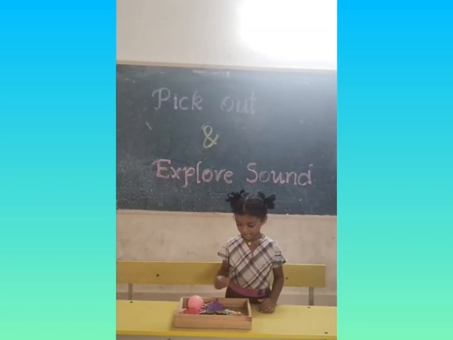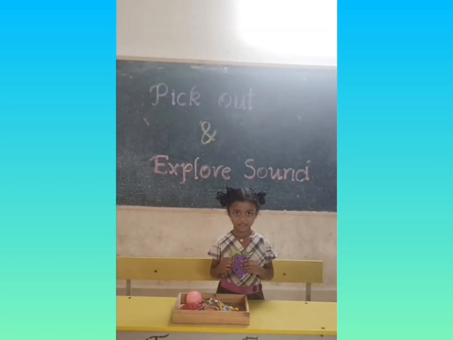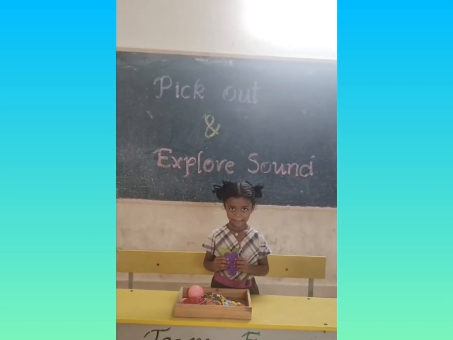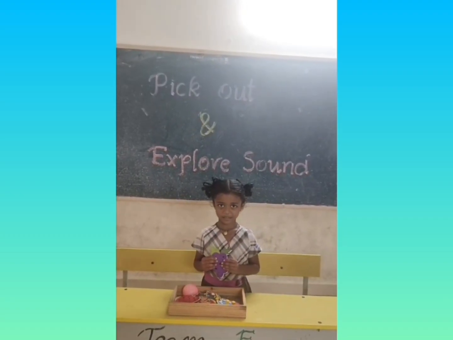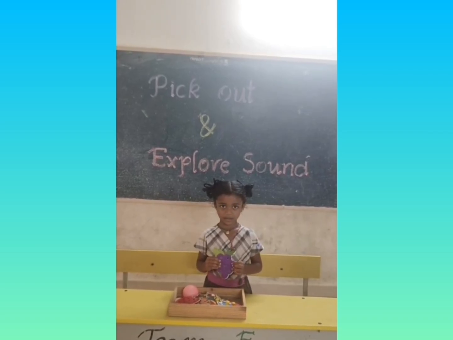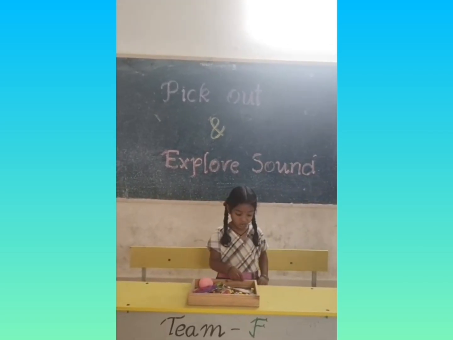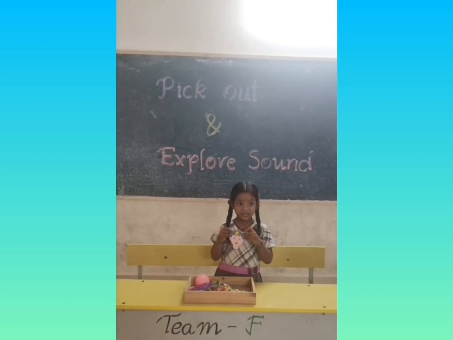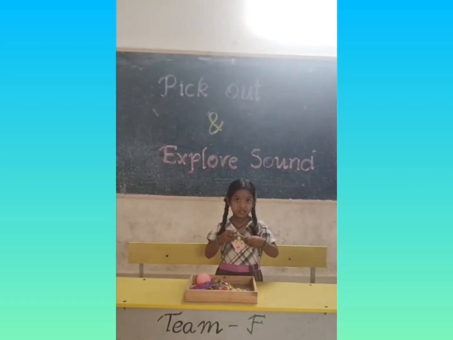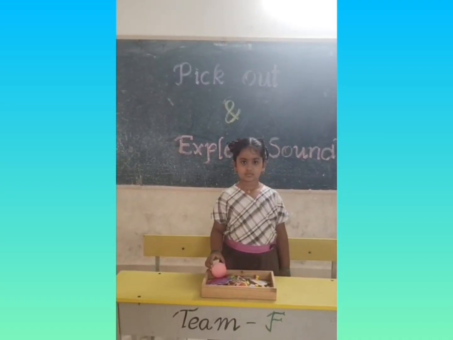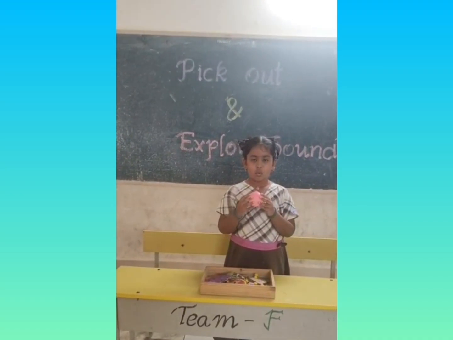Pick one thing. What is in your hand? Say louder. What is in your hand? Explore the sound of G. Okay. Pick one thing. Okay then. What is that? Head. So explore the sound of H. Okay. Pick one thing. What is in your hand?